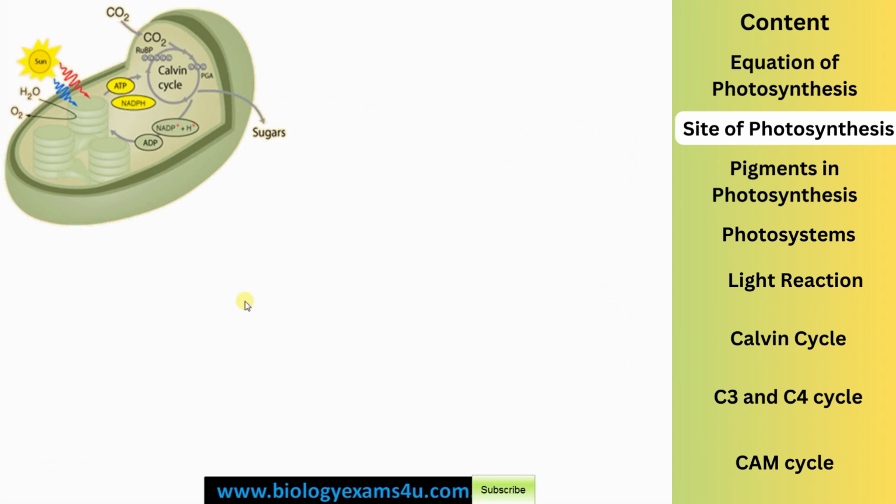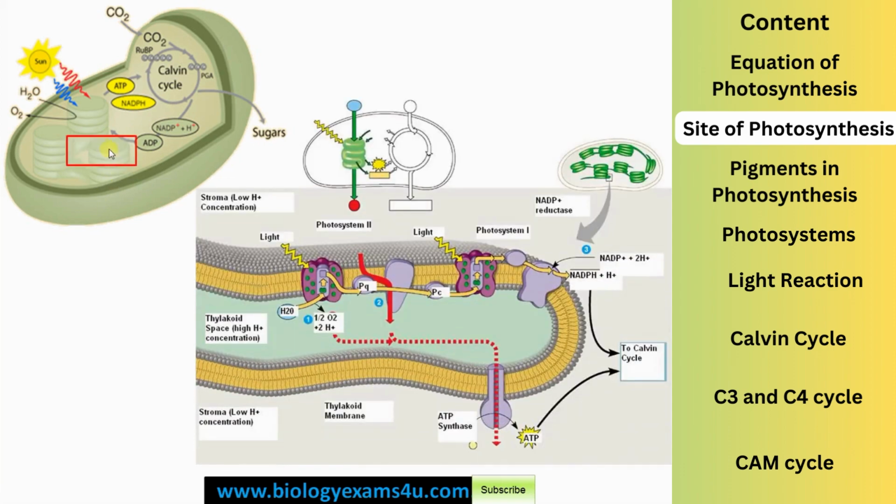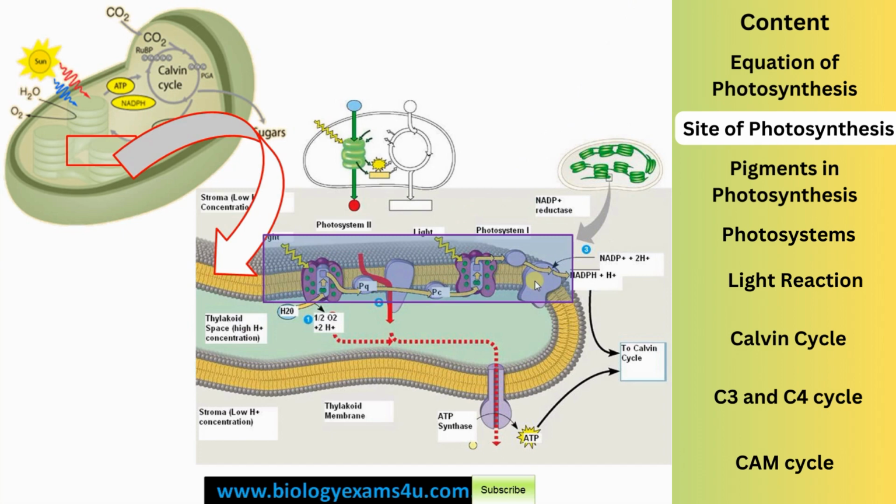Now let us see what is the exact location of each reaction in photosynthesis: light dependent reaction, light independent reaction, and also the photolysis of water. So this is the structure of chloroplast, and you can see this is the thylakoid membrane that is stacked one above the other. So let us zoom in. This is the thylakoid membrane. Light reaction, or light dependent reaction, takes place in the thylakoid membrane. Photosystem 1 and photosystem 2, all other proteins and electron carriers are located on the thylakoid membrane. Therefore, the exact location of light reaction is the thylakoid membrane.